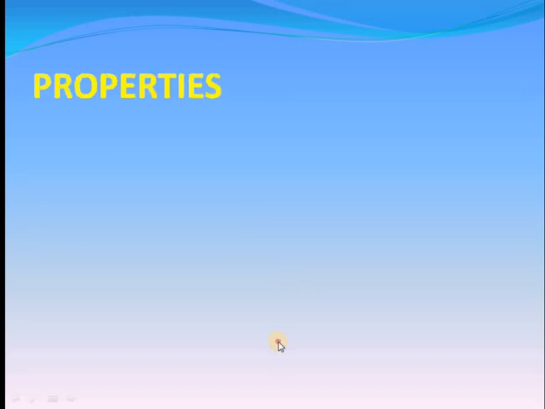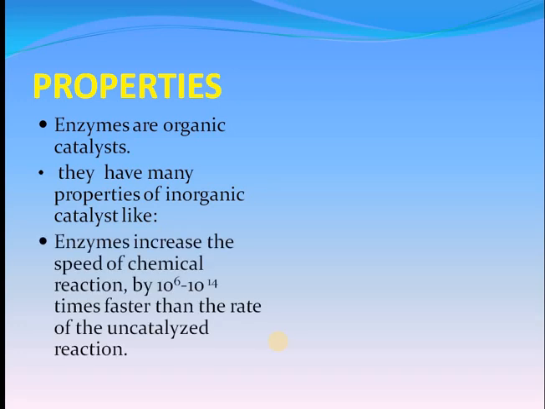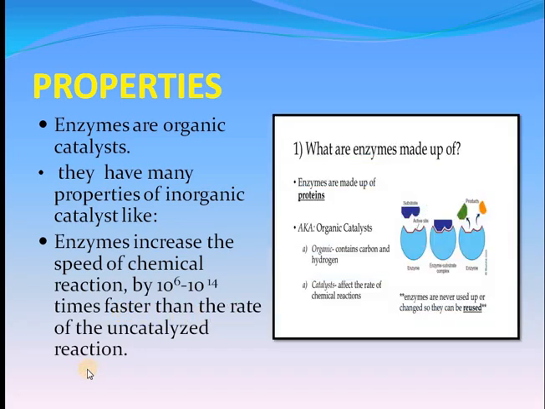Now we will discuss the properties of enzymes. Enzymes are organic catalysts. As all of you know, what is organic? Those molecules which contain hydrogen and carbon as major elements. And some enzymes act as inorganic catalysts. Enzymes increase the speed of chemical reactions by 10 to the power 6 to 10 to the power 14 times faster than the rate of the uncatalyzed reaction.